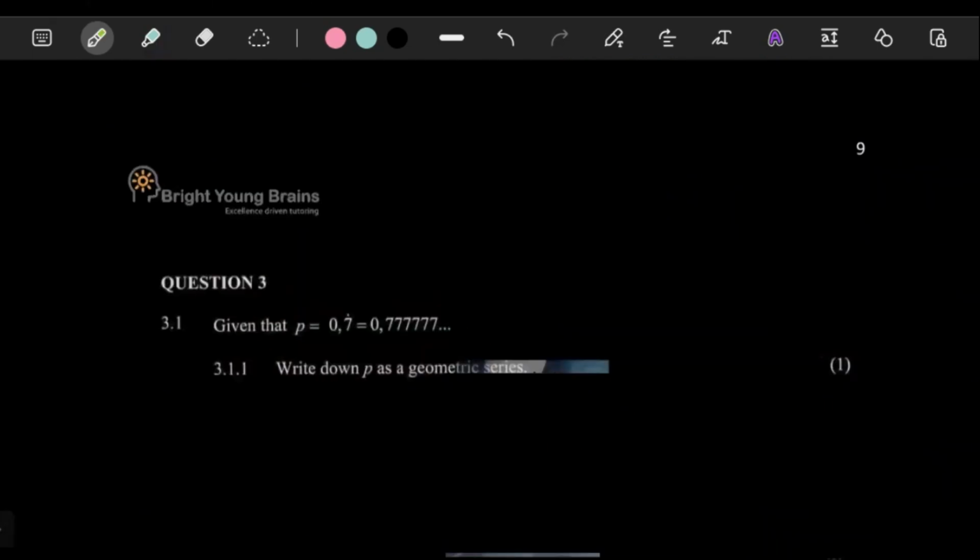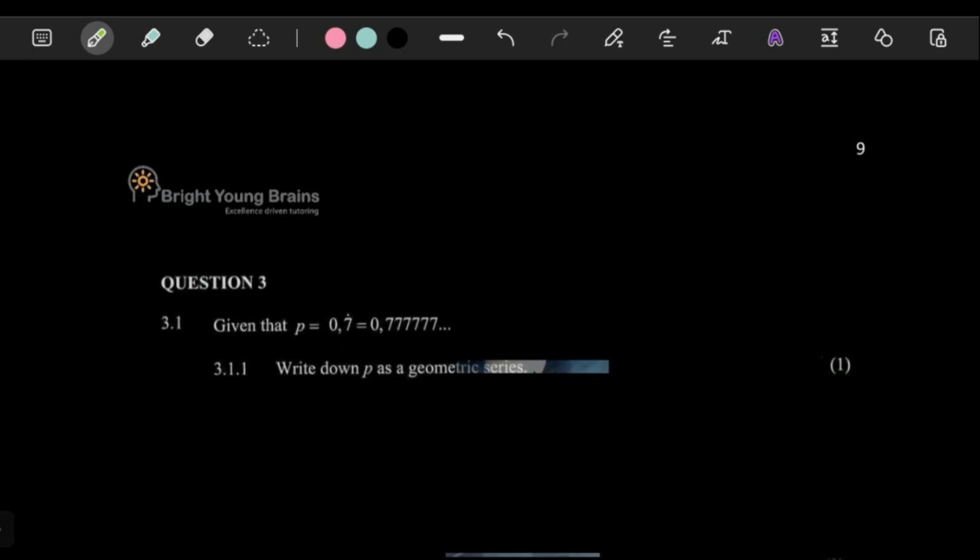So question number 3 is one of those questions, right? It says, given that P is equal to 0.777 going onwards, write down P as a geometric series. Geometric series? What? These guys are seriously not serious. Oh, okay. Now I think I understand.